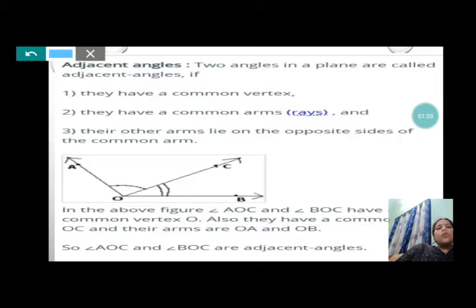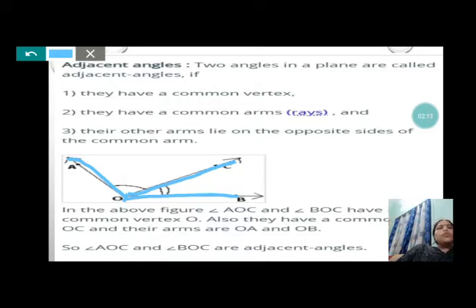So here what do we see? We are seeing that there is arm AO and arm OB, and where are they meeting? They are meeting at O. Okay, and then what do we see? We see one more line over here, and that is OC. Now we will understand from this.